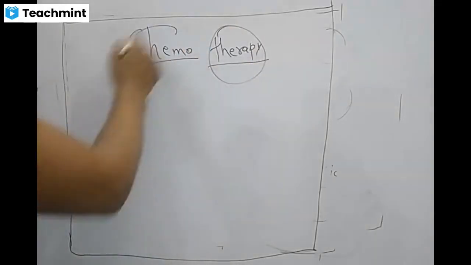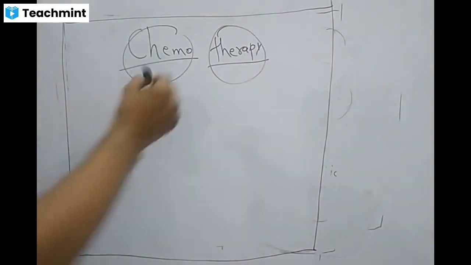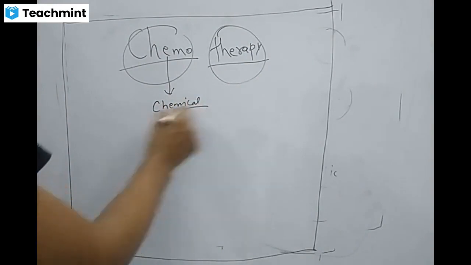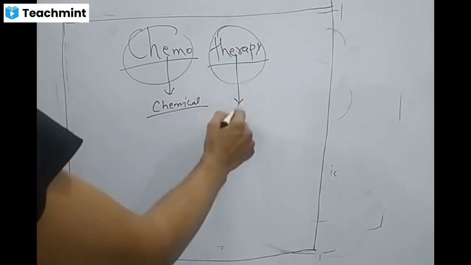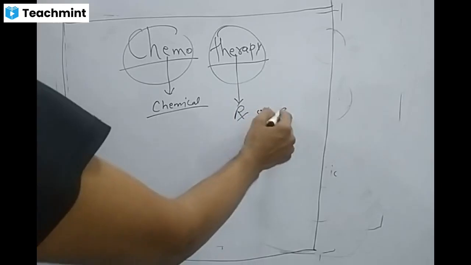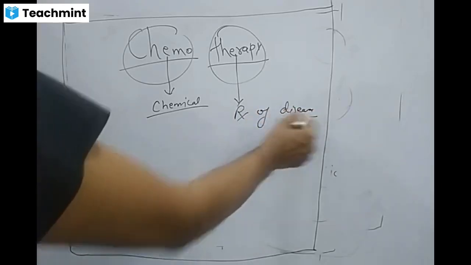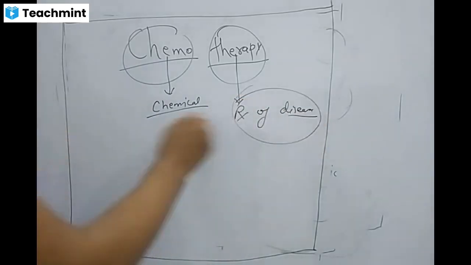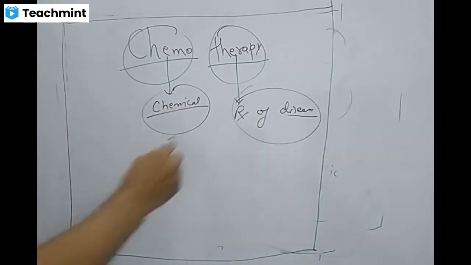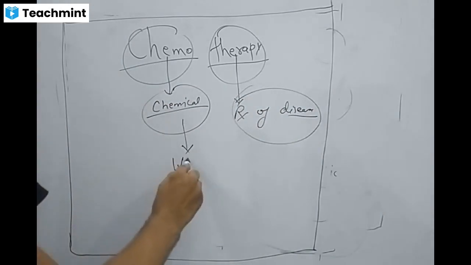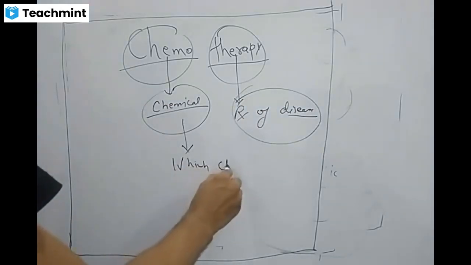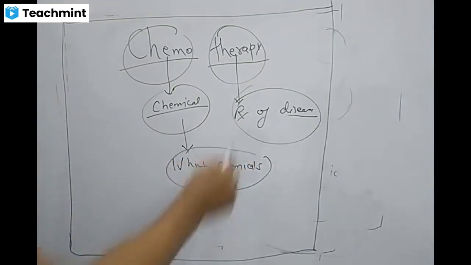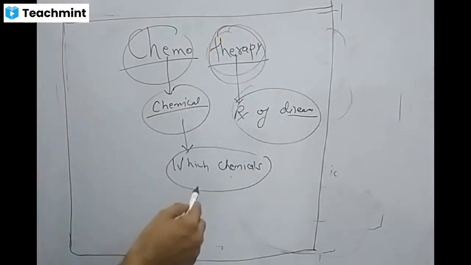So, chemotherapy. We start with the chemicals, substance for the treatment of any disease. So chemotherapy is nothing but the treatment of disease with the help of some chemicals. Question is which chemicals, which are the chemicals used for the therapy?